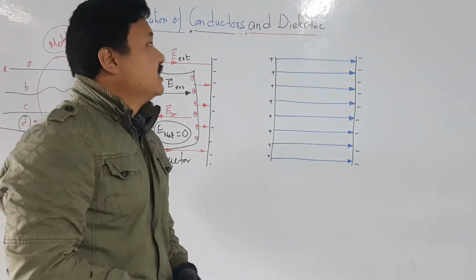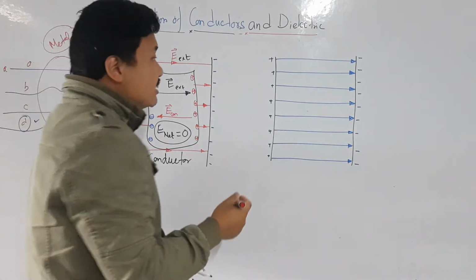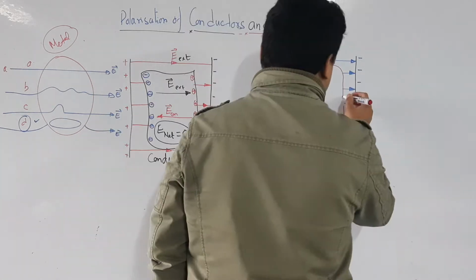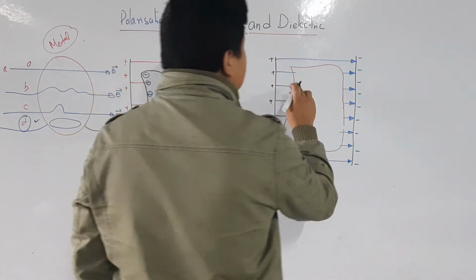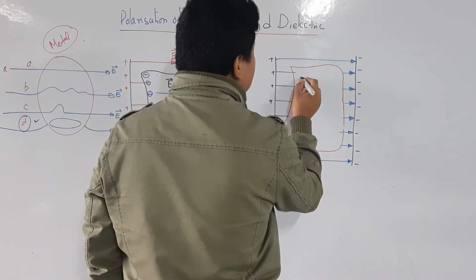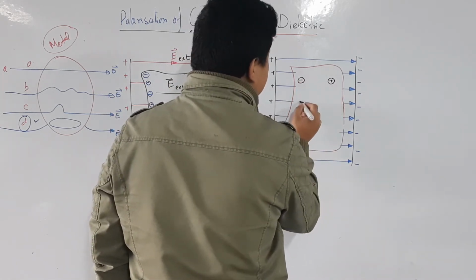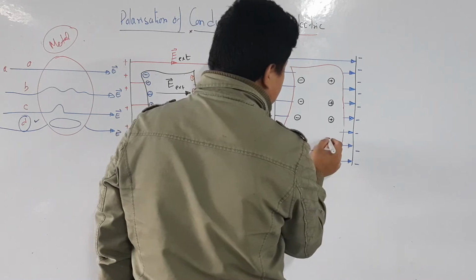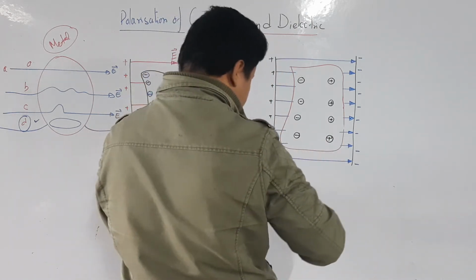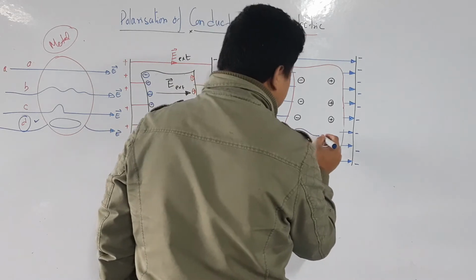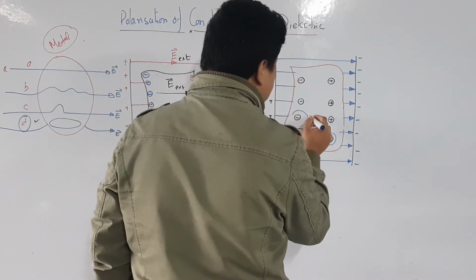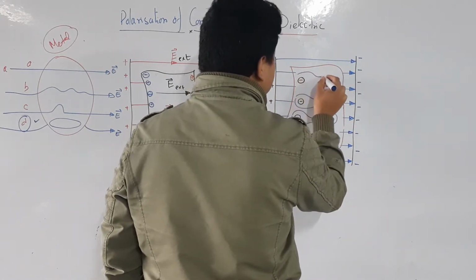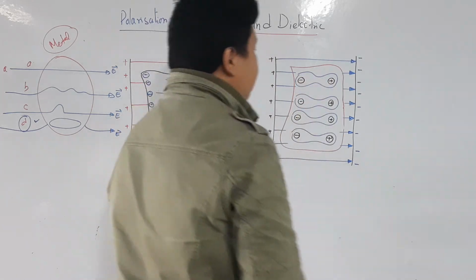This question was asked. Now let me go to the dielectrics. For dielectric also I will put a dielectric here. Now in a dielectric, what happens is the negative will come here and the positive will go there. Negative, positive, negative, positive, negative, and positive, so that they get polarized like this. In a dielectric, the charges are not free, but they get polarized.